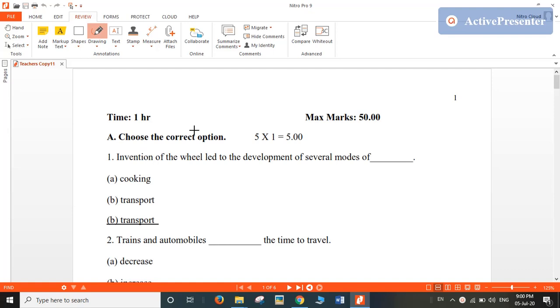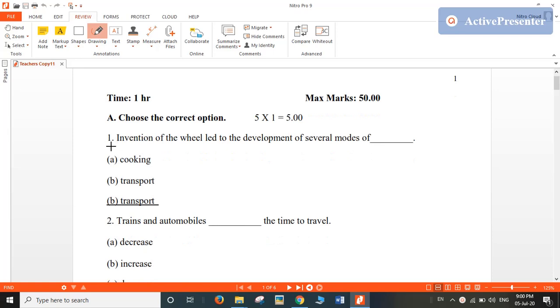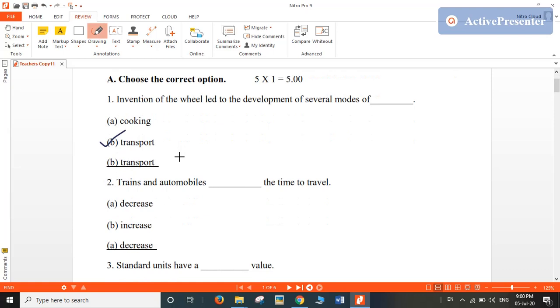Today we will solve the worksheet of chapter number 11, which is measurement and motion. So let us start with choose the correct option. The first question: invention of the wheel led to the development of several modes of what? Obviously transport, because where is the wheel used? It is used in transport. So the answer would be transport.